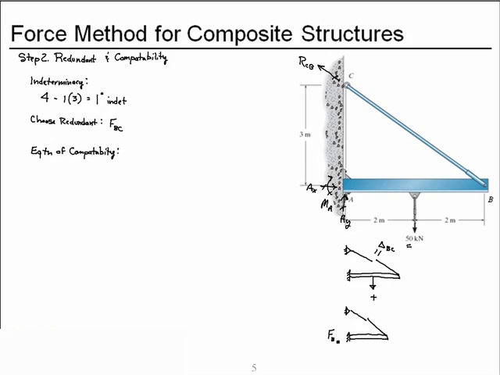We'll amplify this situation by the magnitude of force in member BC, and we'll apply a unit redundant at the cut. And that will cause an overlap that we'll call F, at degree of freedom BC due to a unit redundant applied at BC, and that's our flexibility coefficient. So our equation of compatibility becomes delta BC plus the unknown force in the tie rod BC times the flexibility coefficient. All of that must add up to zero.